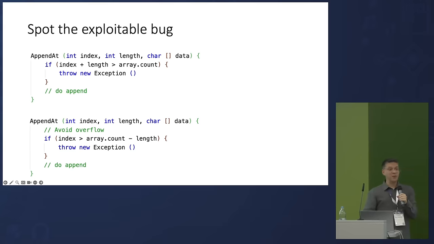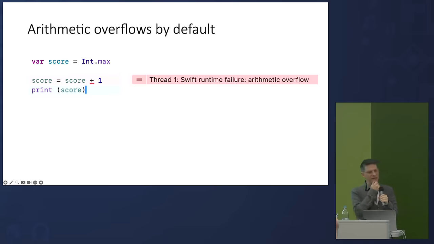So what is nice about Swift is that Swift assumes that we're not gonna trust the programmer to get this right. So arithmetic in Swift checks for overflow by default. So in this case, I assign to the value score the maximum integer value, right, Int.max, that's equivalent to max int in C. And then if I say score equals score plus one, that crashes.